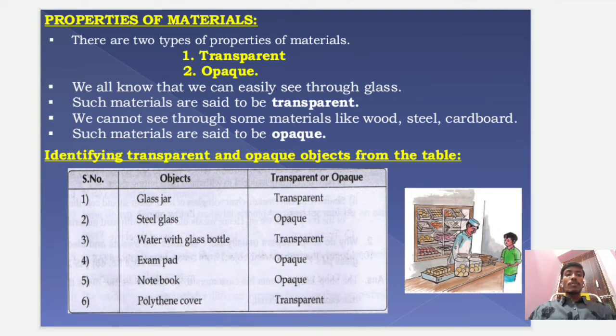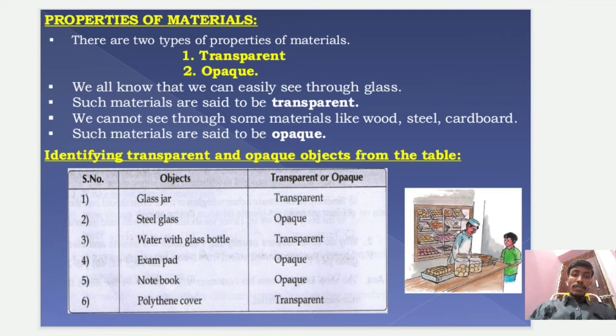And we cannot see through some materials like wood, steel, cardboard. These materials are said to be opaque materials. So the general definition: materials through which we can see easily are called transparent materials, and materials through which we cannot see are called opaque materials.